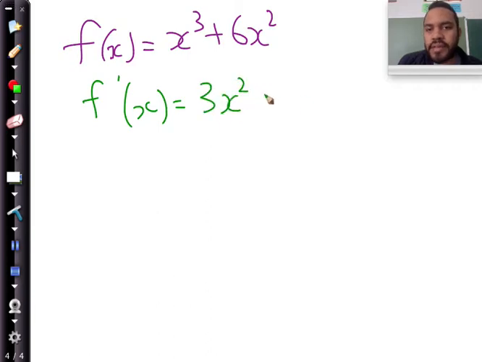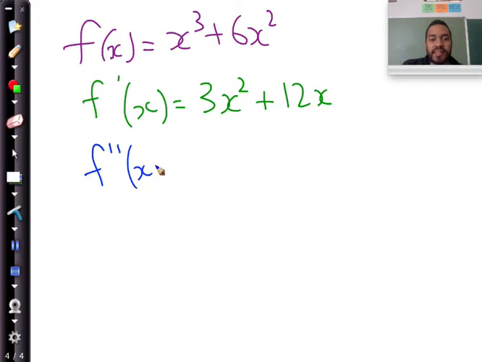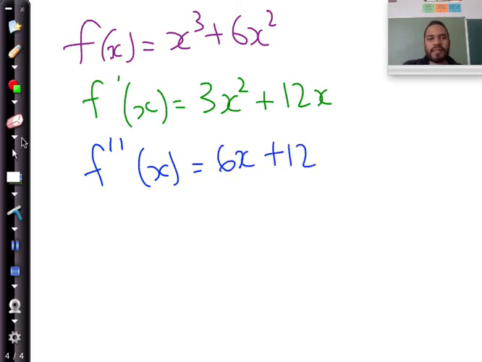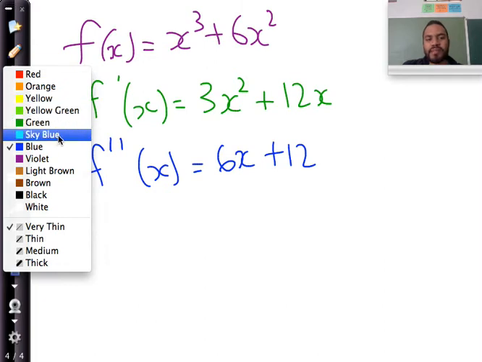3x squared plus 12x. Okay, so now f double prime of x is simply, let's read it like this, it's f prime of x, which I'm going to derive now, which is its derivative. What's that going to be? It's going to be 9x. No, 6x. 6x plus 12. Yeah, plus 12. Right. So that is step 1 of finding the turning point of a function.